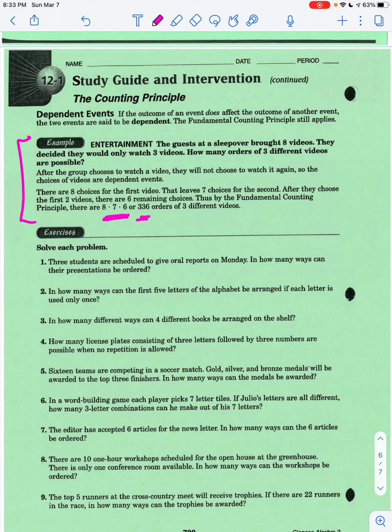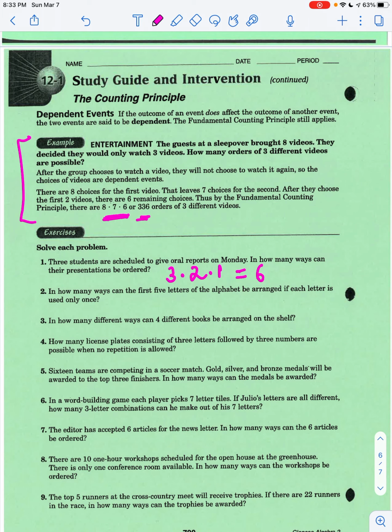Well, if you have 3 students, for the first report, there are 3 students available to give the report. Then once the first student gives the report, there's only 2 available for the second position, and that leaves only 1 in the last position. That's going to be 3 times 2 times 1, or 6.